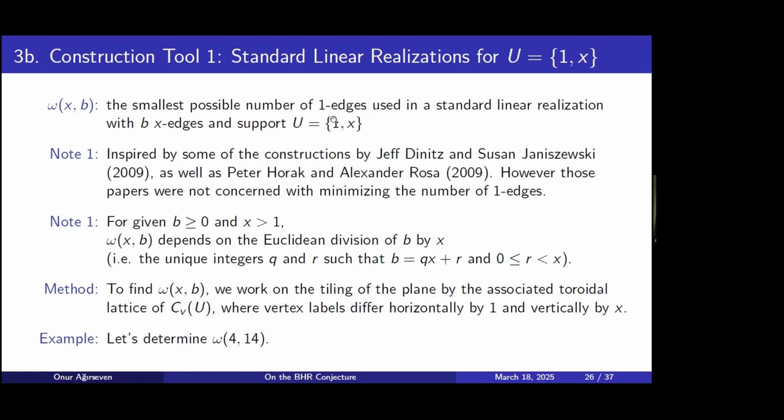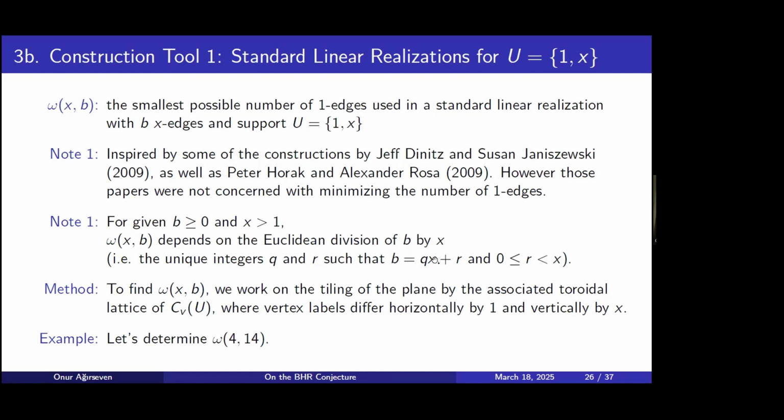And it turns out that yes, this was possible, and it only depends on the Euclidean division of b by x. So, someone gives you b number of x edges, and this is your support. What is the smallest number of one edges?